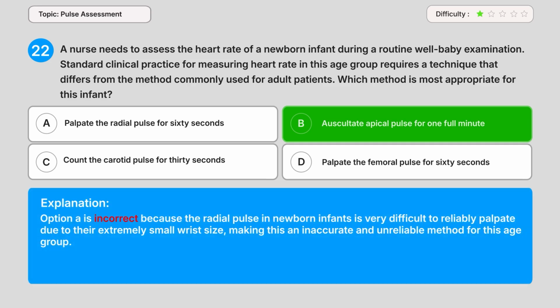Option A is incorrect because the radial pulse in newborn infants is very difficult to reliably palpate due to their extremely small wrist size, making this an inaccurate and unreliable method for this age group.